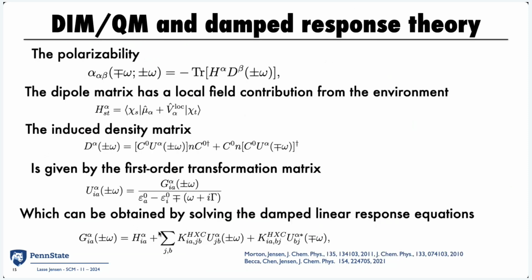QM. Once we have solved this self-consistently, okay, then we can solve the damped response equations to get access to polarizabilities, and from the polarizabilities we can get access to Raman scattering. We can in principle generalize this to nonlinear responses, which we have done as well. But for now, I'm going to just focus on the linear response.